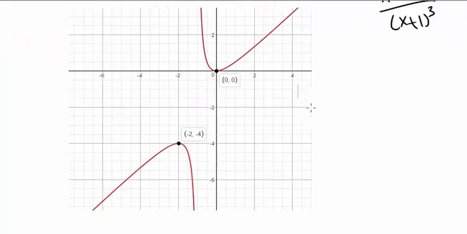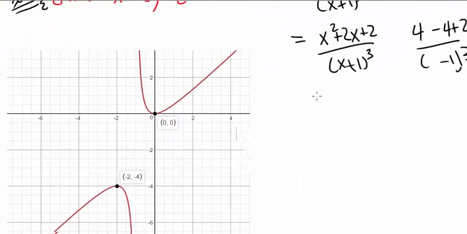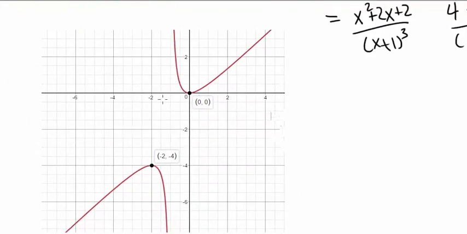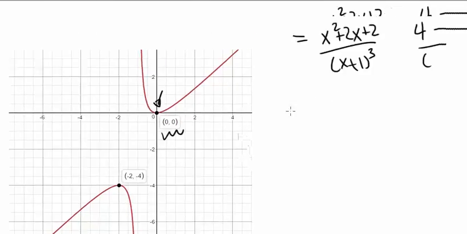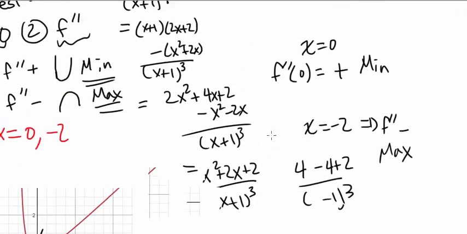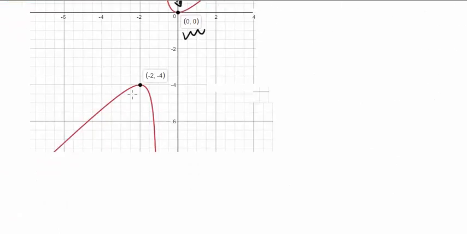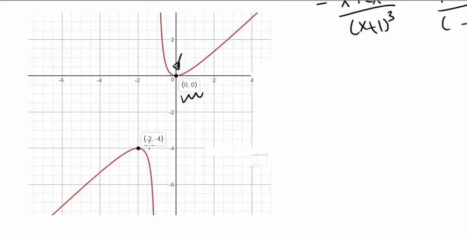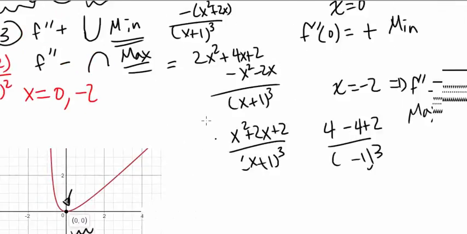Now let's go down and look at the graph and see if our conclusions were valid. This graph is from Desmos.com, and as we can see at x equals 0, that's the point 0, 0, I'm showing you the y value too. At 0, 0, you have the relative minimum, and at x equals negative 2, or at the point negative 2, negative 4, you do have a relative maximum.